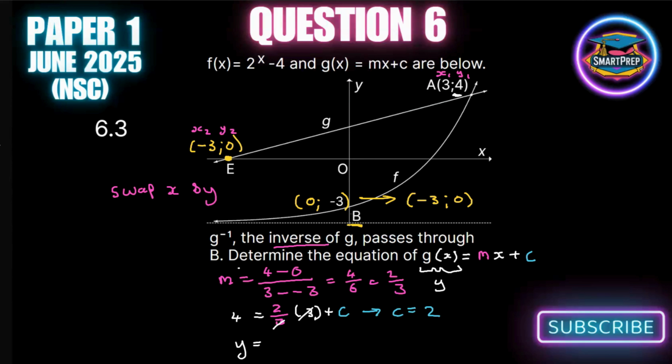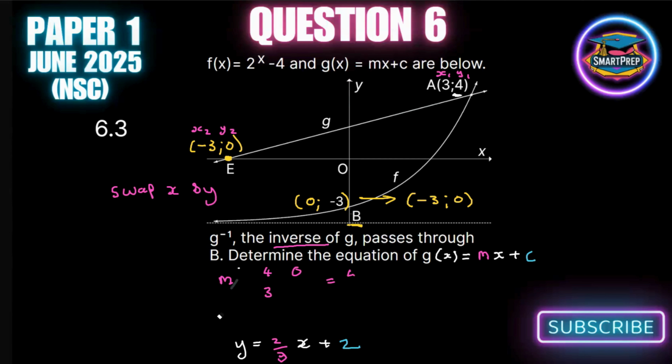Y equals our m, which is 2 over 3, our x, oops, that's a 3 there, our x plus the 2. And that is done. Now for the next question, I'm just going to leave this equation here, and I'm just going to leave our equation g.